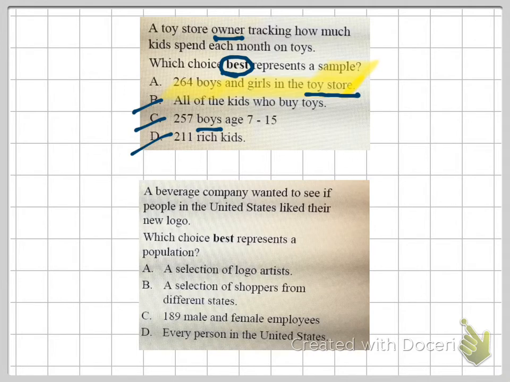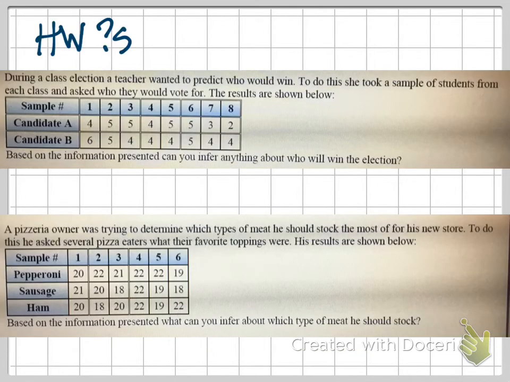Lastly, let's look at this question. This is a repeat in here, so I'm going to cross that out. I apologize for that. Let's go to your homework questions. I'm going to read these to you, and then I want you to answer these questions, and then make sure that you bring this in.